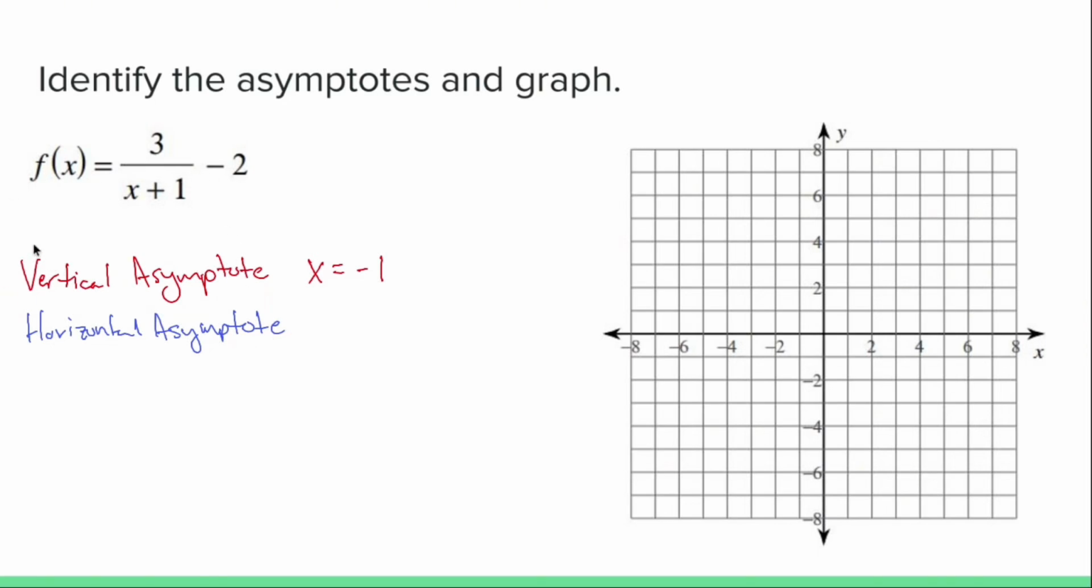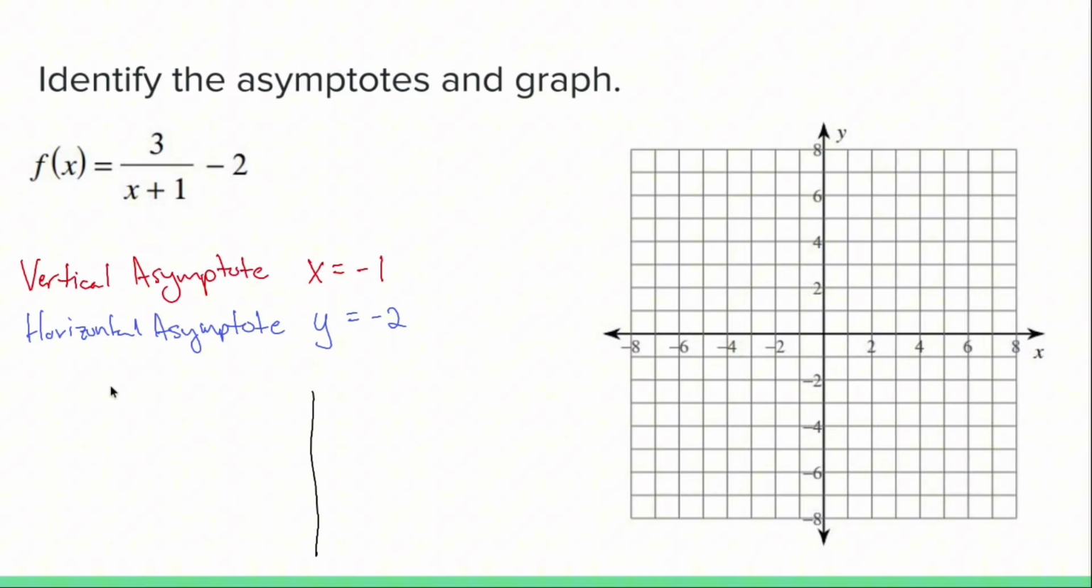Anyway, horizontal asymptote is this number right here, the number floating around on the outside that does a vertical shift up or down. Since this is -2, my horizontal asymptote is the equation y equals -2. Now, in order for me to graph, I'm going to look for two more things: the x-intercept and the y-intercept.